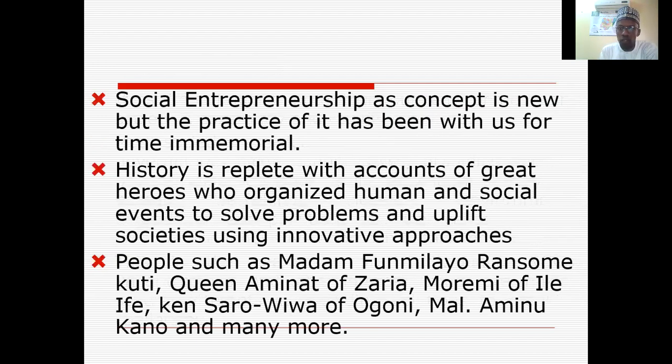Social entrepreneurship as a concept is new, but the practice of it has been with us from time immemorial. Nobody can trace when social entrepreneurship started, because history is replete with people who organized themselves and made an effort to solve certain problems in their society. If you trace the history, in Nigeria we have people like Madam Funmilayo Ransome Kuti, Queen Aminat of Zazzau, Zaria, Moremi of Ile-Ife, Ken Saro-Wiwa of Ogoniland, Mallam Aminu Kano, and many other people who organized people and worked toward solving societal problems. So the practice has been with society since before the concept was identified as social entrepreneurship.